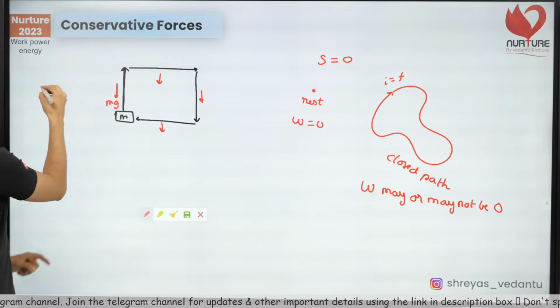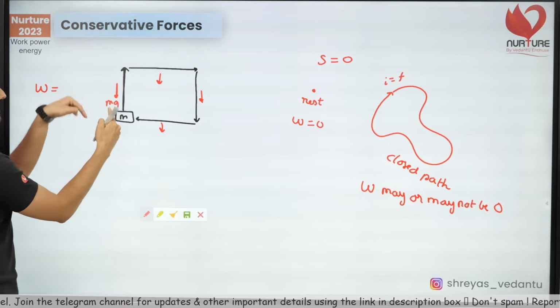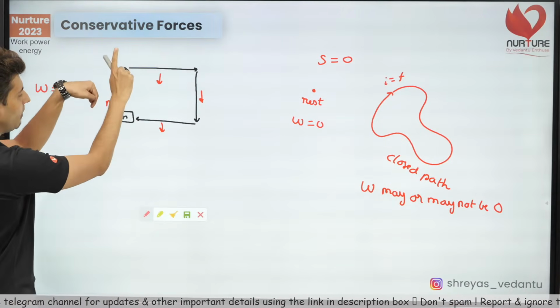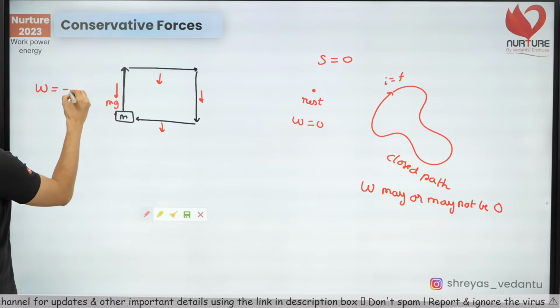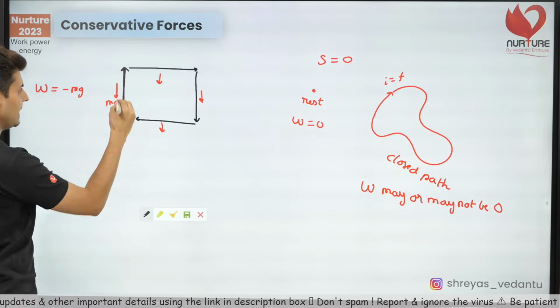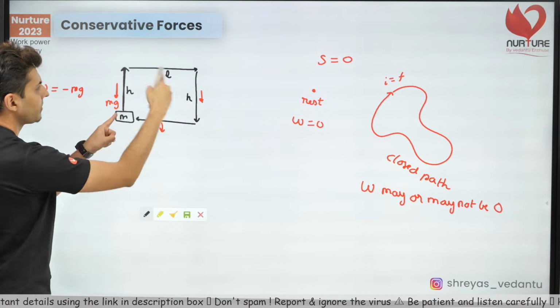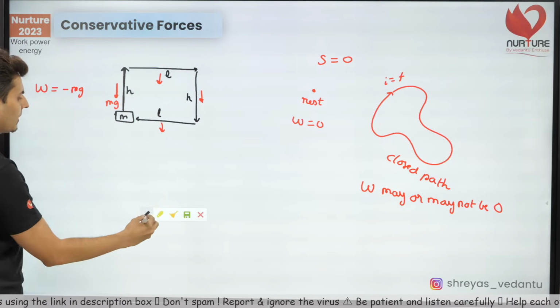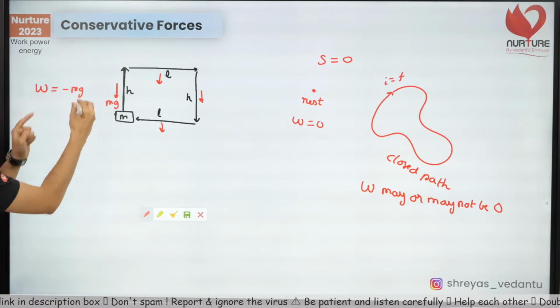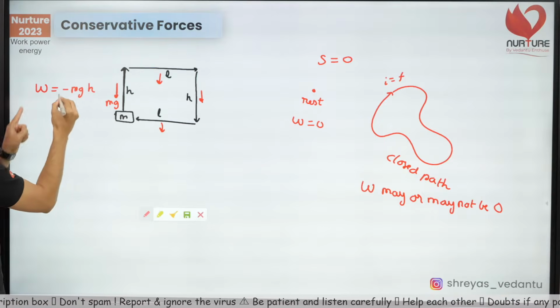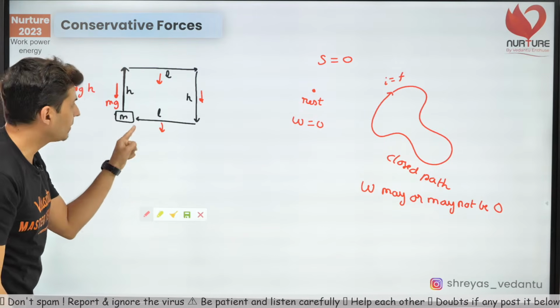From here to here, the work done is negative because displacement is up, force is down, so it is minus mg. Let's say I call it h. This is also h. This is l. This is l. L, L, h, h. So this is minus mgl. Minus mgh, sorry. Minus mgh. Everybody agrees with this? From here to here.